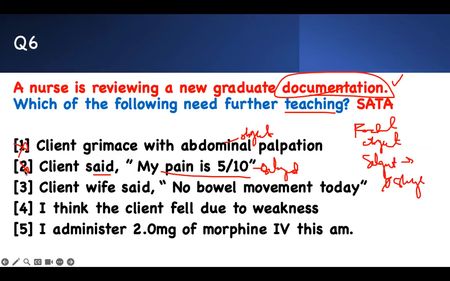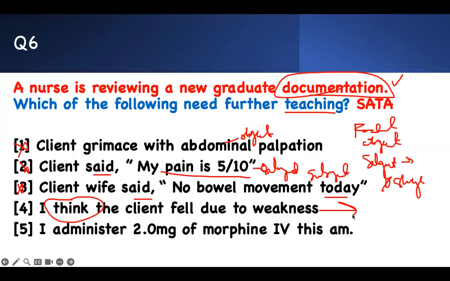Okay. Client's wife said, this is what the wife said. This is what the wife saw. No bar movement today, right? So this is what the patient is telling you. Subject, the patient's family, so that's fine. I think the client fell due to weakness. No, you should not bring in what you think.